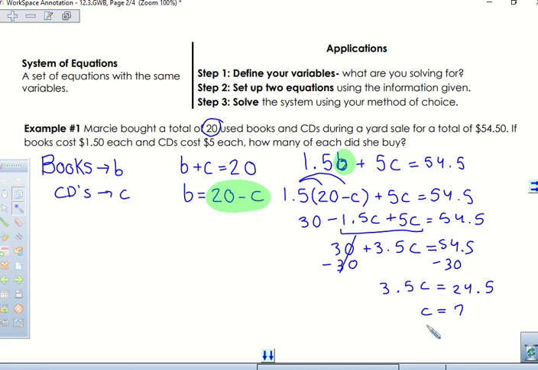So if the number of CDs is 7, that means we have how many books? 13 books and 7 CDs. And if you didn't know that, you could plug it back into this equation here to get B. So any questions about solving that system of equations using conceptual understanding? Okay.